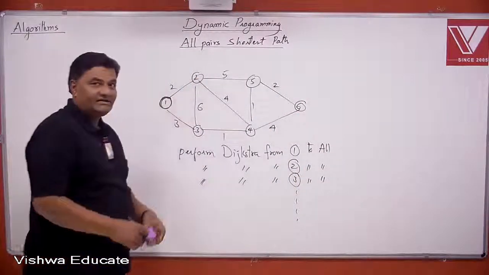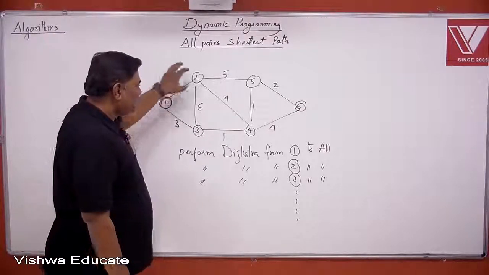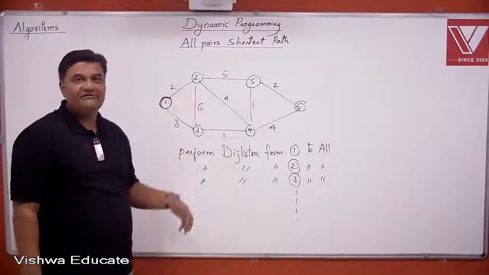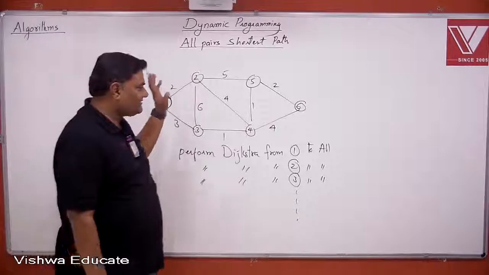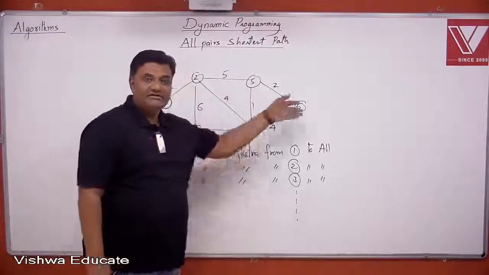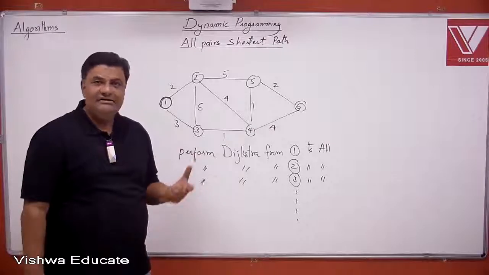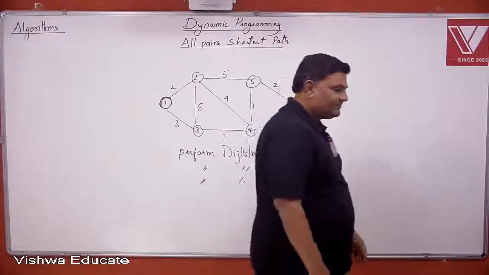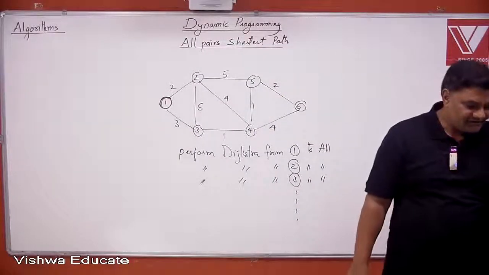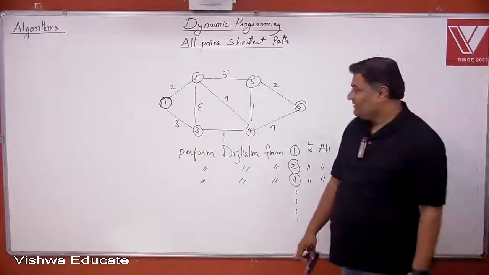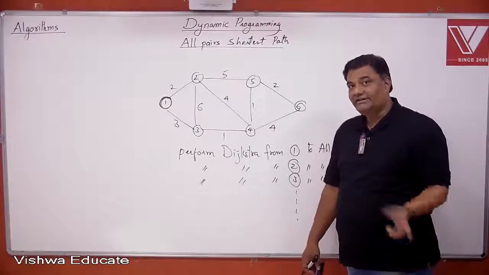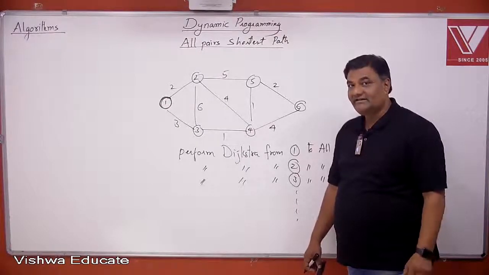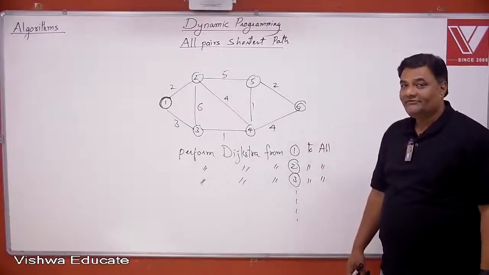So you find the shortest path to all vertices starting from 1, then starting from 2, then starting from 3. Again you apply Dijkstra with starting vertex 2. Again you apply Dijkstra on the whole graph with starting vertex 5 or 6, like this. So you can repeat the Dijkstra algorithm by changing the starting vertex. For each vertex we can find the Dijkstra shortest path. By selecting each vertex as the starting vertex, we can perform Dijkstra.